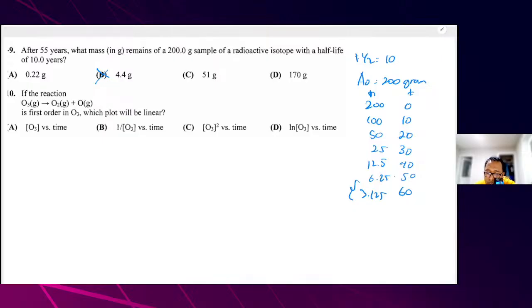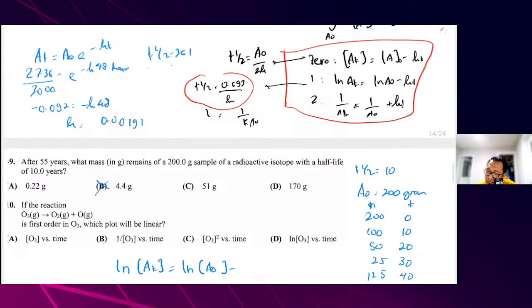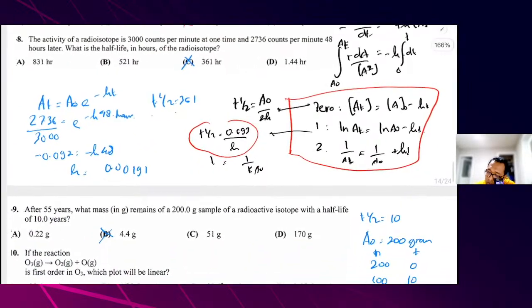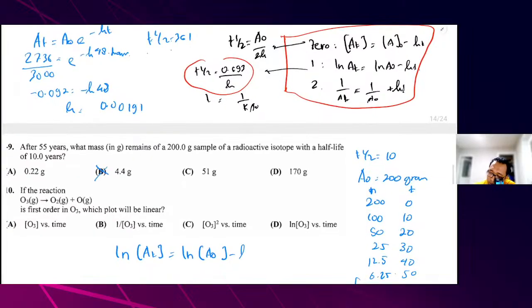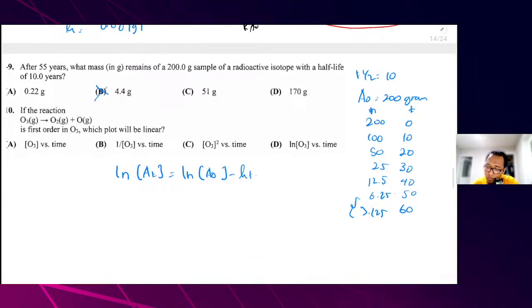If the reaction is first order in O3, which plot will be linear? Remember the first order: ln A0 minus ln AT equals KT, or ln AT equals ln A0 minus KT. So which ones will be linear? This and this. So the answer will be D. The answer to number 10 is D.